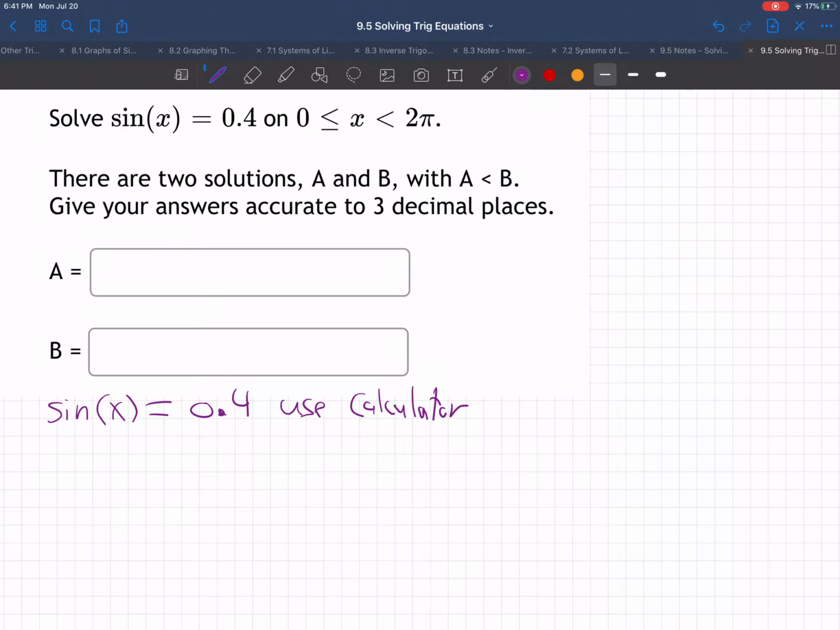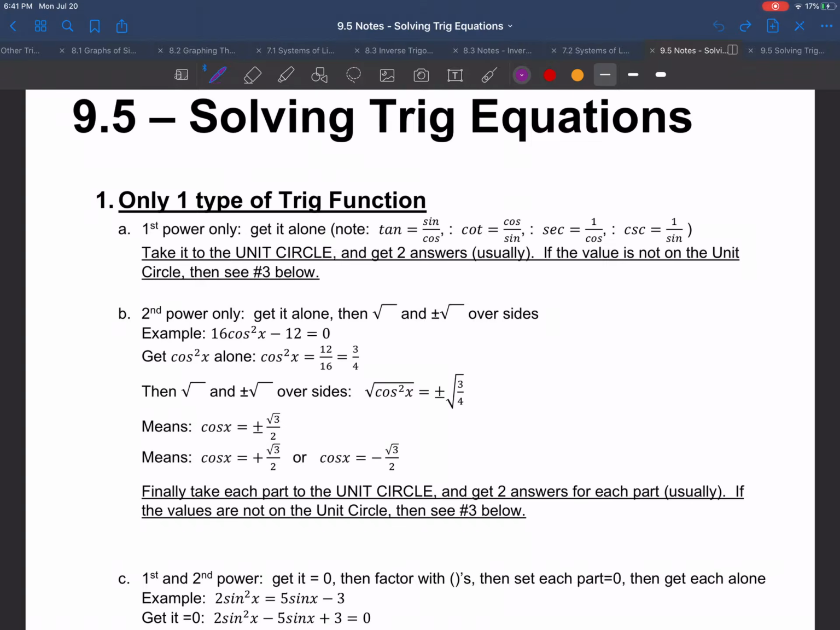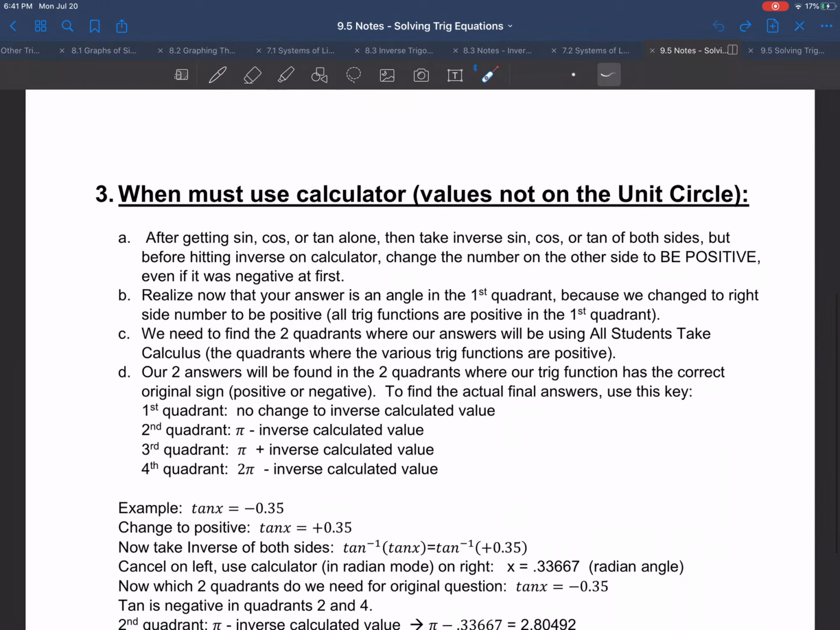Let's go look at the notes. I have notes I'm sending you for this. Let's take a look. So first off, do we have only one type of trig function? Yeah, we do. Is it first power, right? We just have sine. Is it first power only? Yeah, it's just first power. We'll get it alone. Well, I think it already is alone if I remember right. Take it to the unit circle and get two answers. If the value is not on the unit circle, then see number 3 below. So we got to go down to number 3.